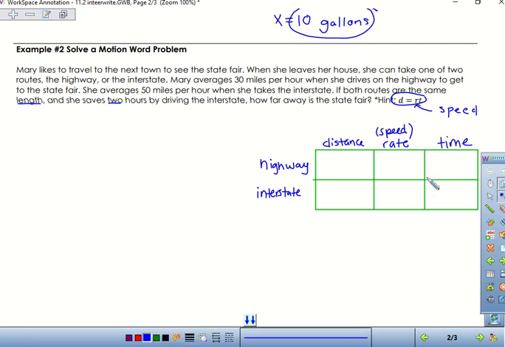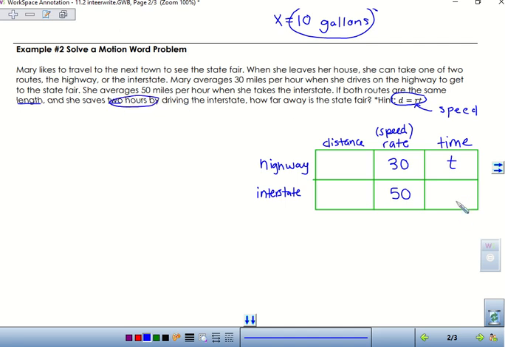So now we're going to fill in what we know about the boxes. So what is her average speed when she's on the highway? 30. What is her average speed when she's on the interstate? Good. Now, we don't know how long it takes, but let's call time t here, so we know that it's going to take some amount of time to drive on the highway, but the interstate takes 2 hours less than the highway. So how could I represent the interstate's time? Good. Now if you look at this formula here, it says distance is equal to rate times time. So how could we represent distance?